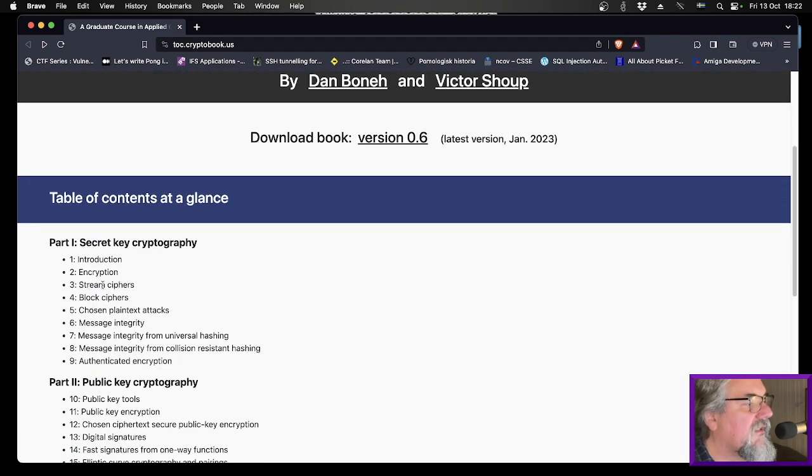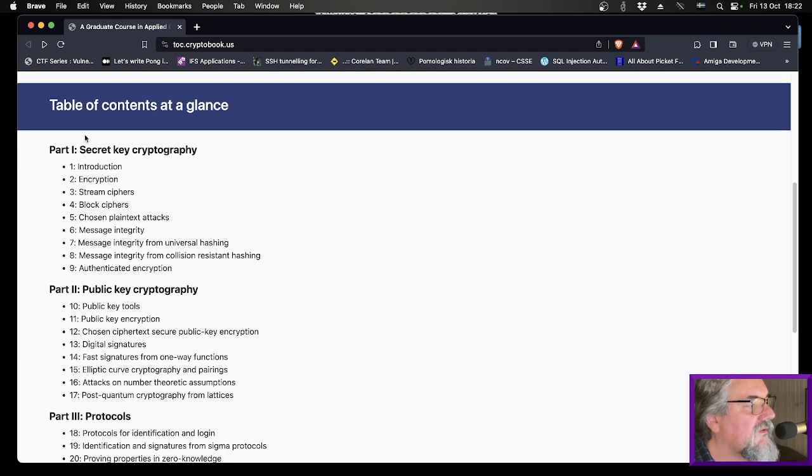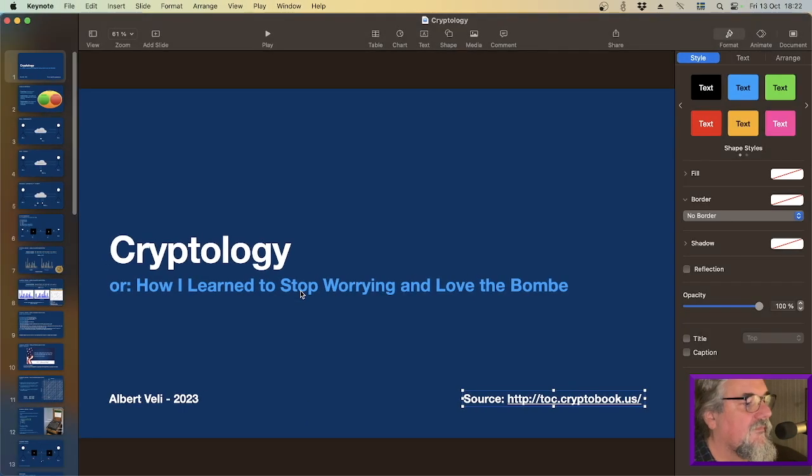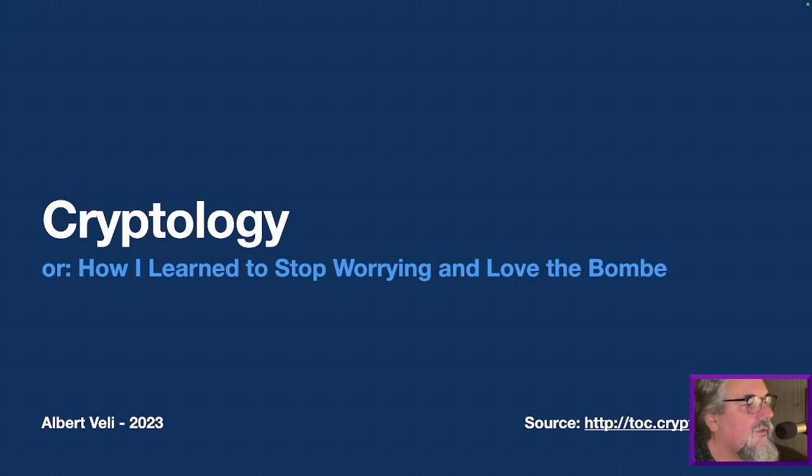So basically it's about encryption. And a little bit about symmetric key, and a little bit about public key and digital signatures. And if you wonder how I learned to stop worrying and love the bomb, it's a reference to a movie. So yeah, you'll have to Google it.